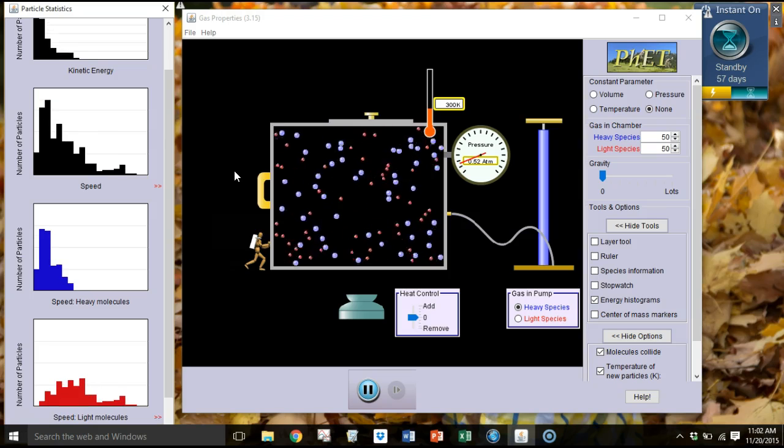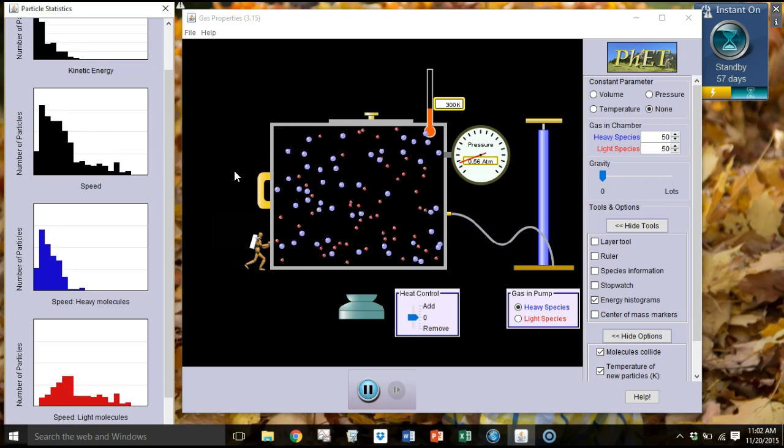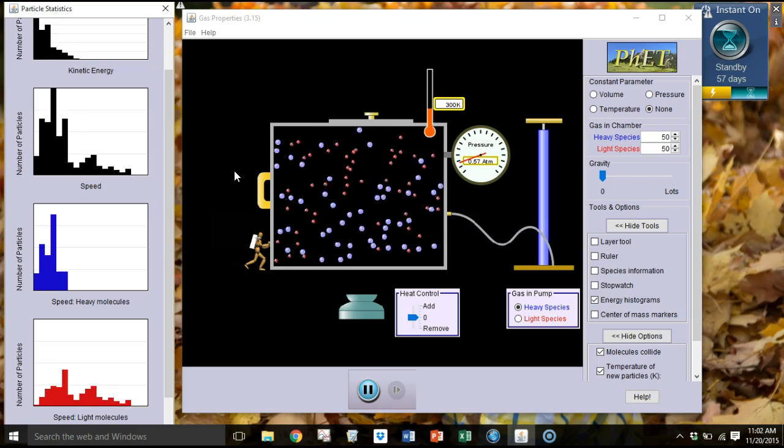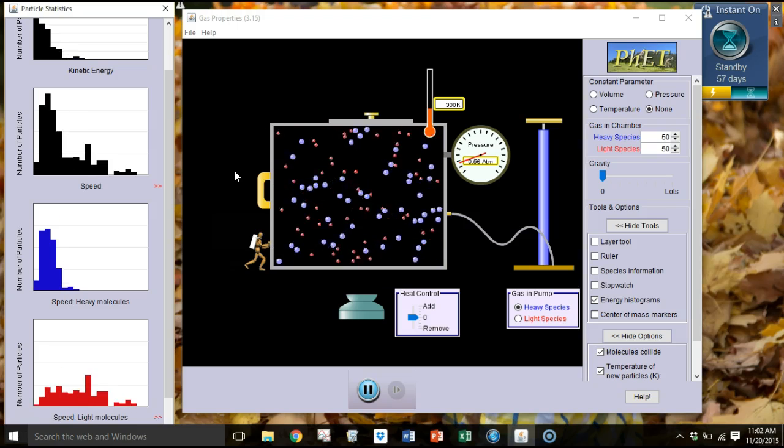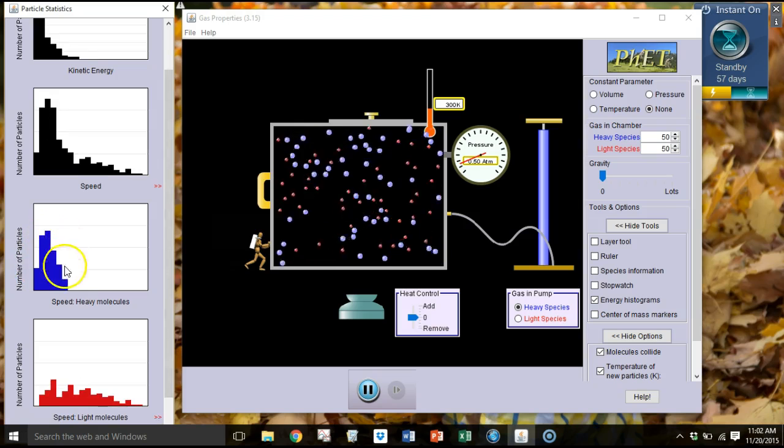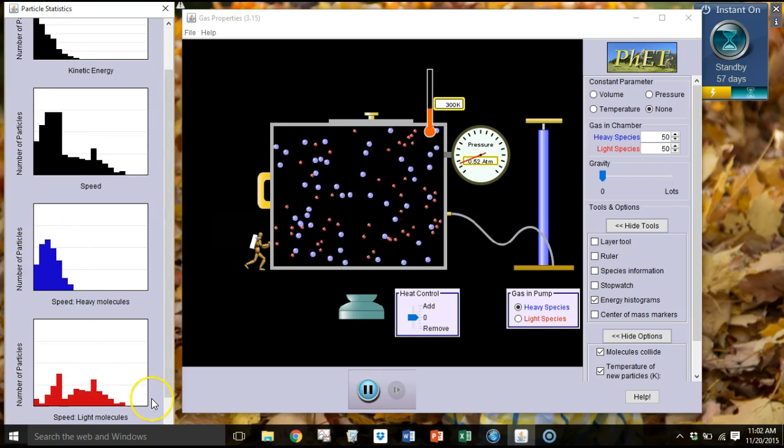Alright, so we are, again, comparing the graphs for the heavy and the light particles. So we're looking at the shape. So notice this and a distribution.